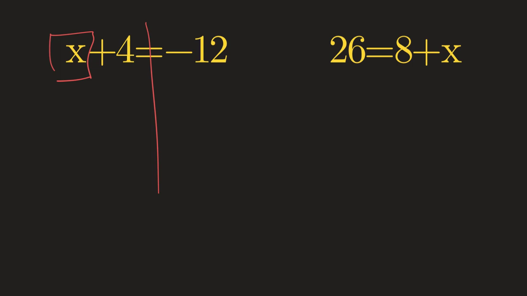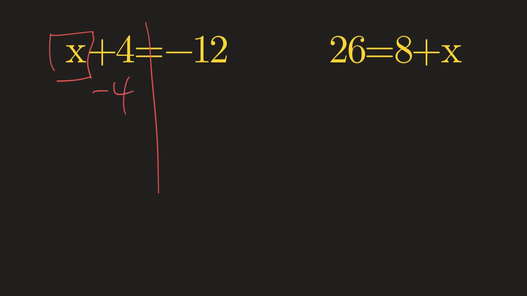So we need to be able to isolate the x on the left side. Okay, so right here, we're going to ask ourselves, x is not by itself on the left side. There's a plus 4 over there with it. How do I get rid of a plus 4? We're going to subtract 4.